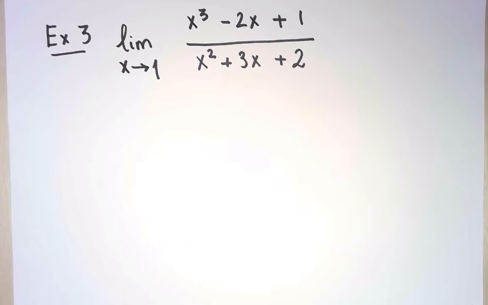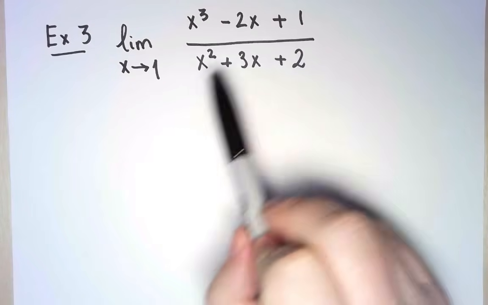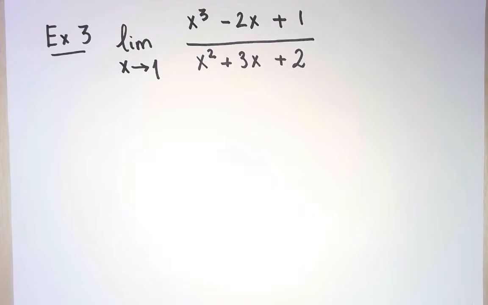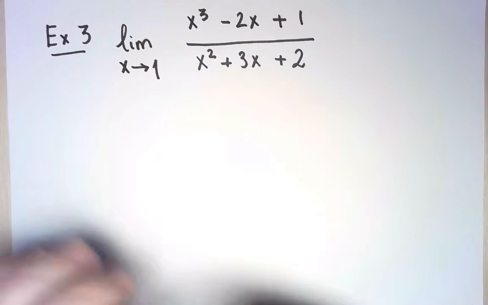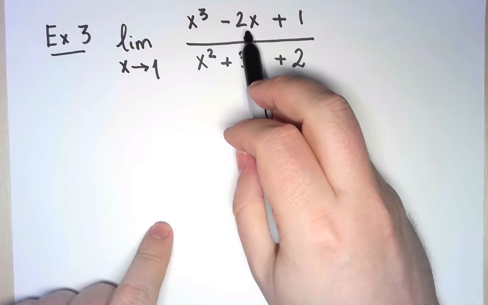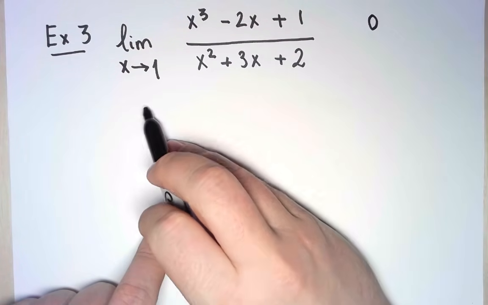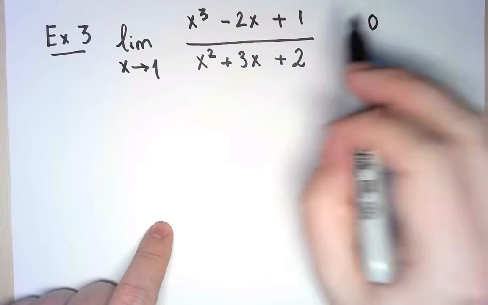This is my third example. The limit as x approaches 1 of x cubed minus 2x plus 1 over x squared plus 3x plus 2. Well, let's check first if I have an indeterminate form. As x approaches 1, the numerator is continuous and has limit 1 minus 2 plus 1, which is 0. And the denominator is also continuous and has limit 1 plus 3 plus 2, which is 6.